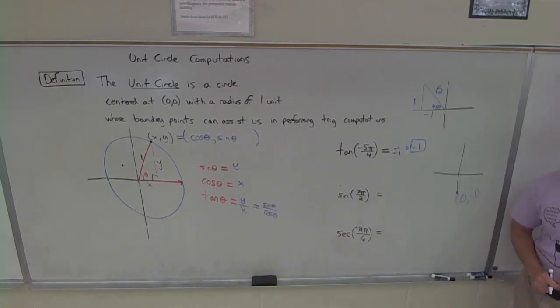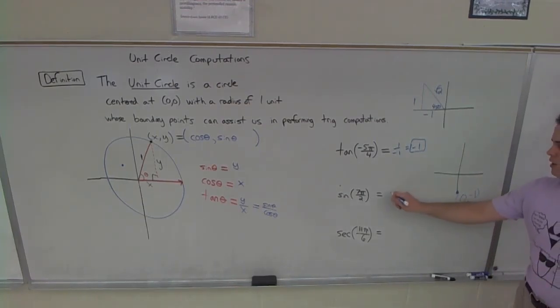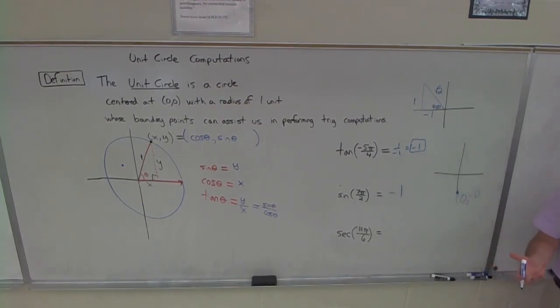Now I asked you for the sine of this spot. What's the sine of this spot? What is it, Mr. Garrick? -1. Where's his -1 coming from? Because sine is y. Sine's the y coordinate. Boom.